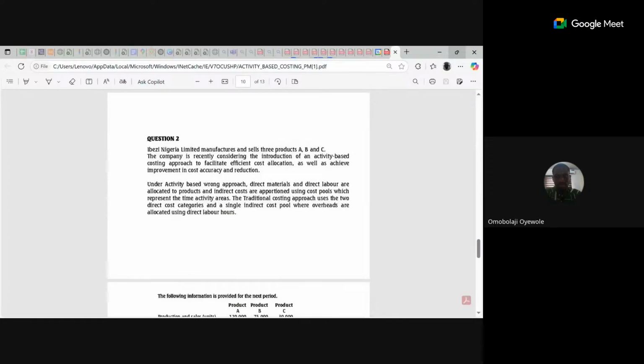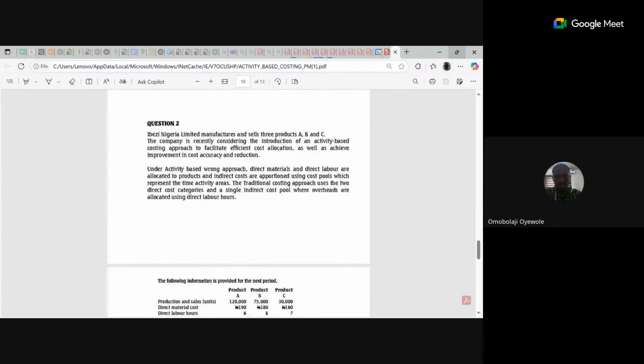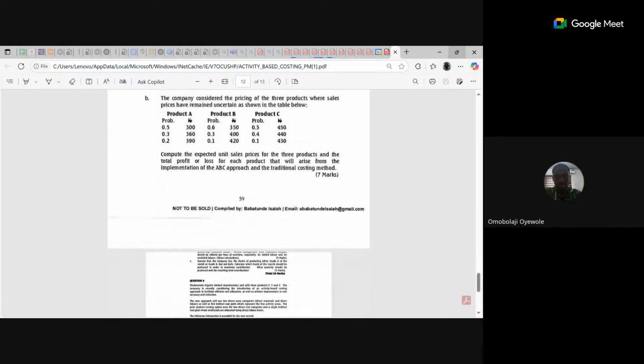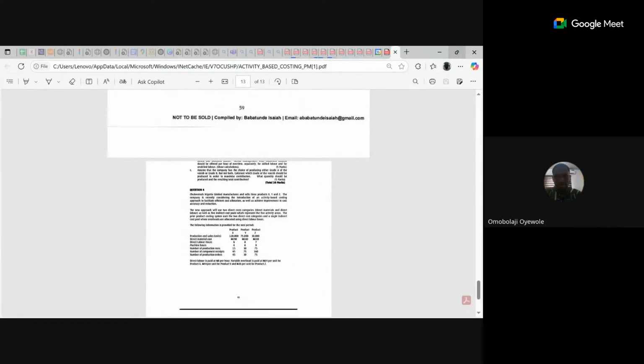So are we with the illustration now so that we can solve, because I will be using it for my end here? Yes, please. All right, you can proceed.